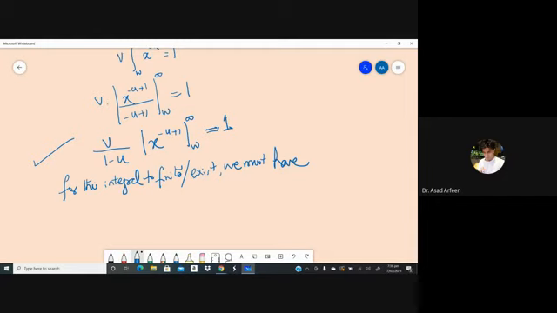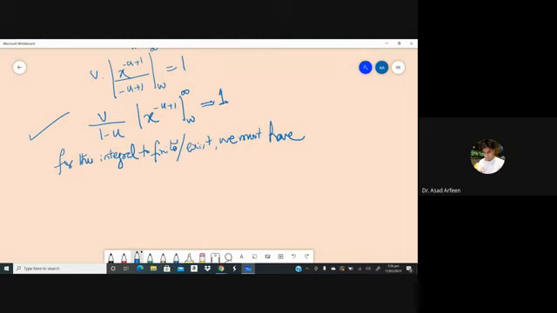To make you understand, v over 1 minus u, let me put down the limits. You know the formula: upper limit minus lower limit. What is the upper limit? Infinity. Infinity to the power minus u plus 1, and then minus again w to the power minus u plus 1.